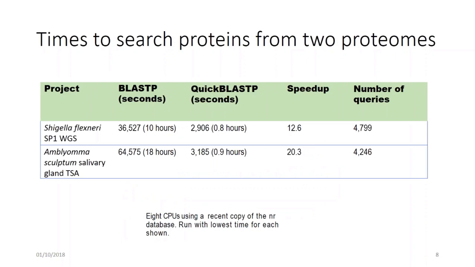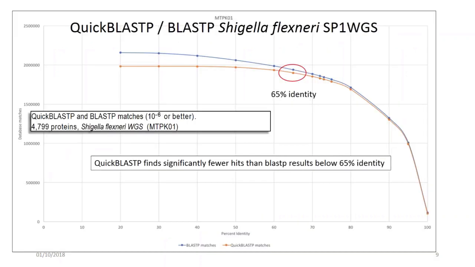So for BLASTP, for these two projects, the Shigella took 10 hours, and for Amblyomma, it took 18 hours. In the corresponding cases, QuickBLASTP, the faster method, reduces those times by a tremendous amount. The speedup for the Shigella was about 13 times faster, and for the Amblyomma sculptum, it was about 20 times faster. So obviously this is a huge improvement in the speed at which you can analyze a set of proteins. This is looking at the number of hits found at various percent identities.